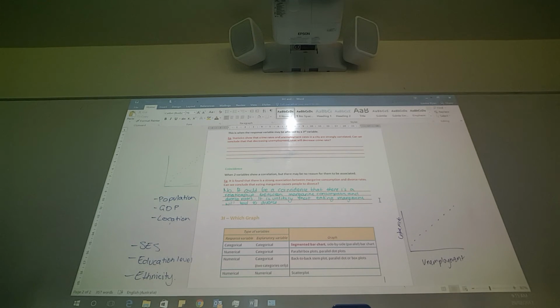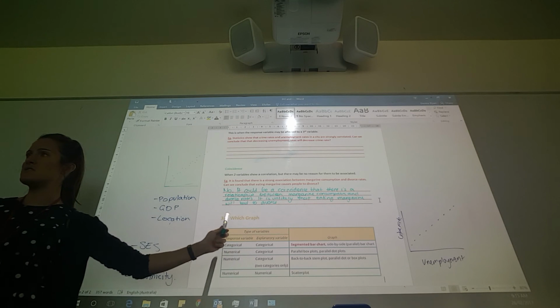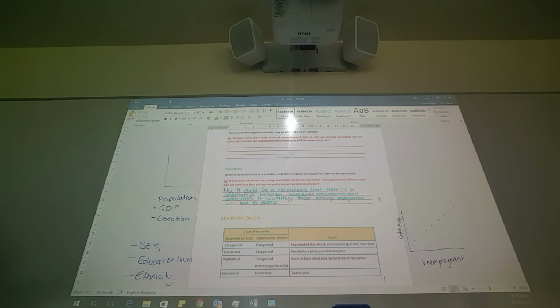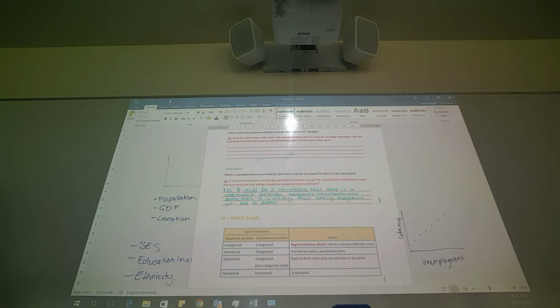Unless it's talking about a really controlled experiment. Then you could say, yes, we can conclude. It'll be really rare that you get a question actually asking you to write something like this. You might get one for the whole year in a SAC or an exam, but you just need to be aware that there are other factors that affect relationships and how they impact on our results.